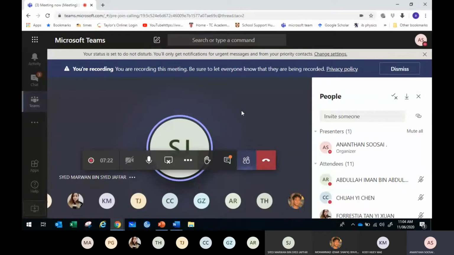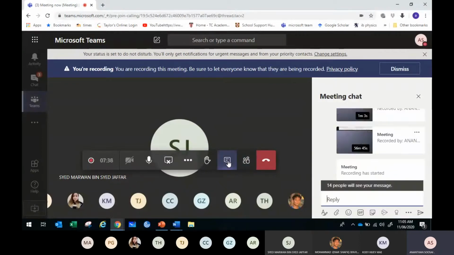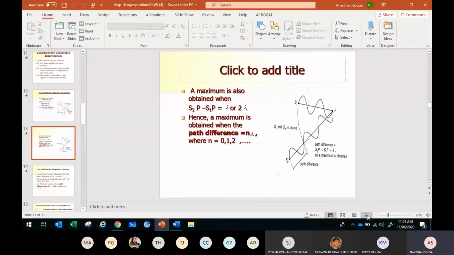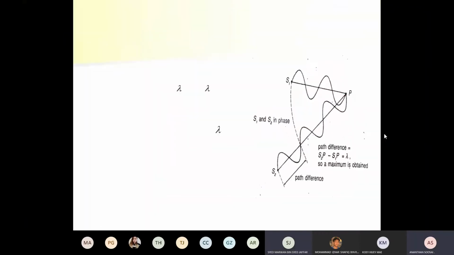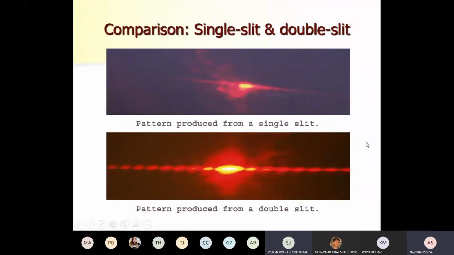Okay, class. Good morning. So today we're going to start with the continuation of superposition. So what have we done so far about superposition? Try to recall. Sorry, I'll go to the PowerPoint. Okay, everyone can see the PowerPoint? Yes. Okay, good. Hey class, so what did you learn last class?